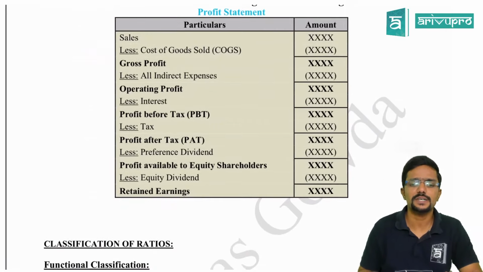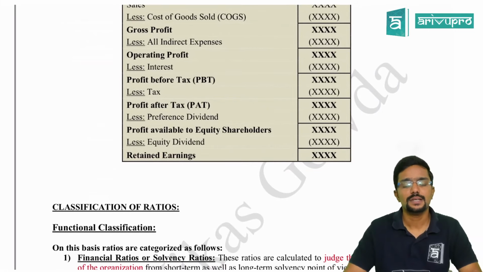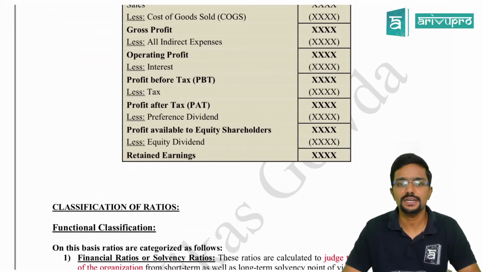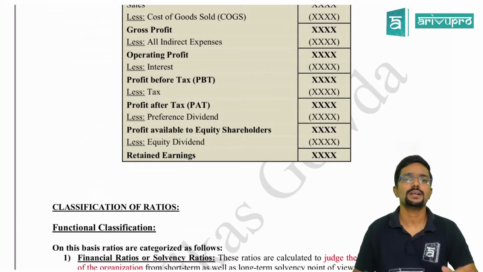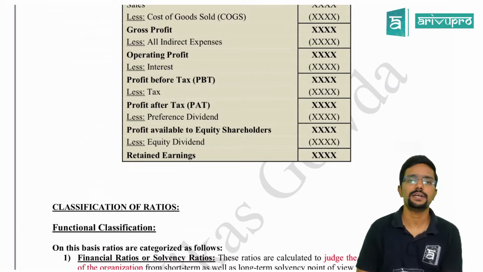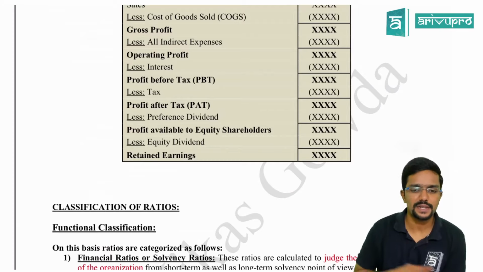Next, if I reduce interest from this, I will get profit before tax. Then I will deduct tax from it, and I will get profit after tax. Then we will reduce preference dividend. We will get profit available to equity shareholders, and from that a portion will be paid as equity dividend, and the balance is retained earnings.